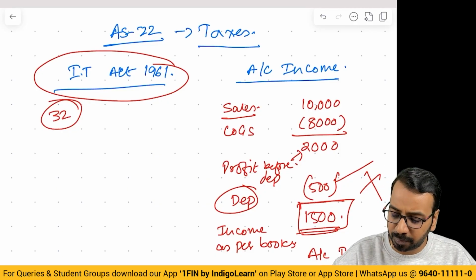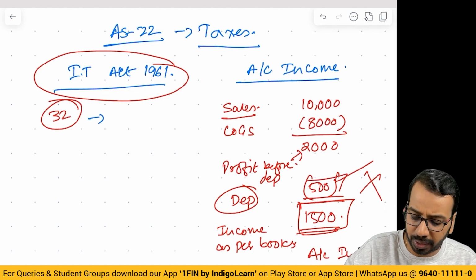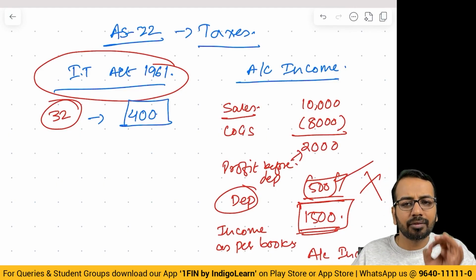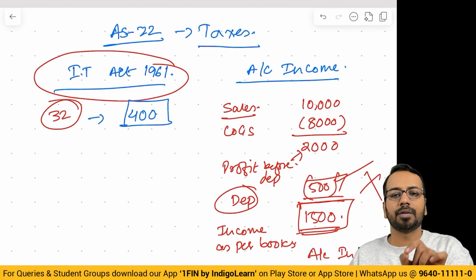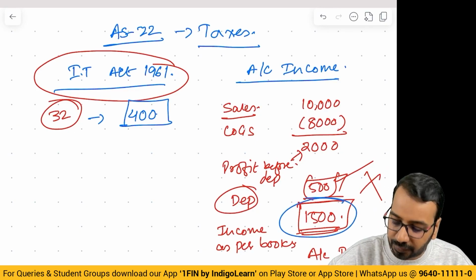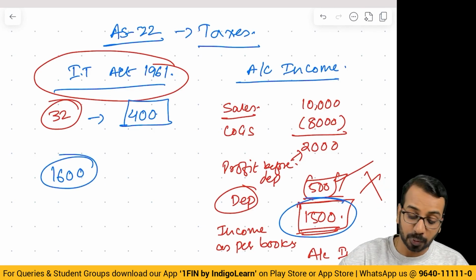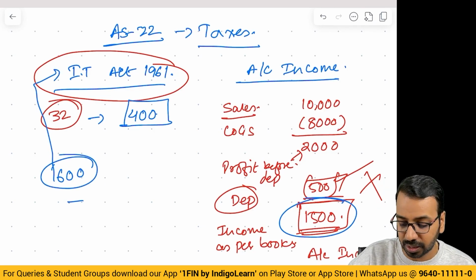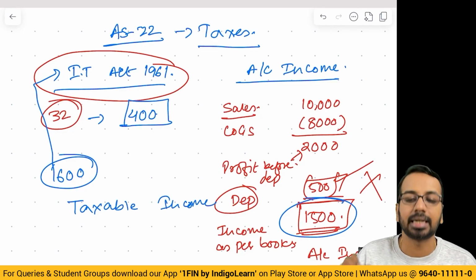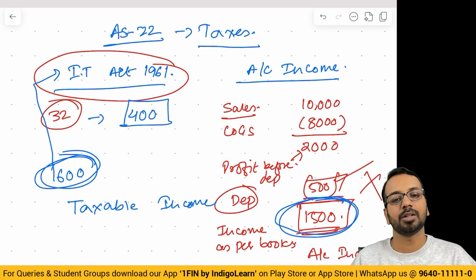But income tax says this 500 is not acceptable to me. So then what is acceptable? Assume for a moment 400 is acceptable. Income tax says I will allow only 400 of depreciation as a deduction. Then what happens? Instead of 1,500 as income, I will have income of 1,600, as per tax provisions. This is called taxable income or income as per taxation. So 1,600 is as per taxation, 1,500 is as per books.